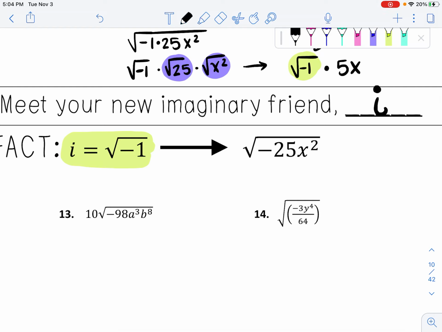So when I have the negative 25x squared under the square root, well, I can square root the 25 as a 5, and I can square root the x squared as an x. But the square root of that negative 1 gives us i. So this answer would be 5xi or 5ix, however you want to write it. But that i needs to be in the answer.